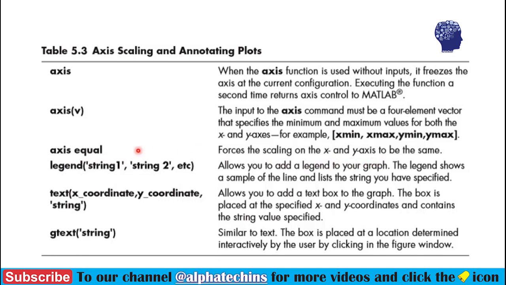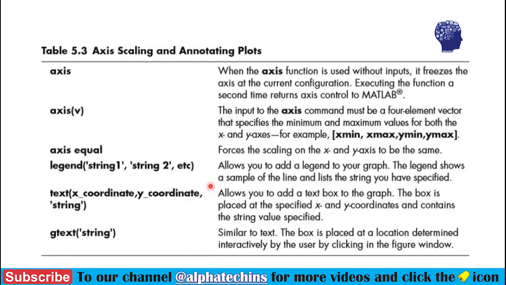Using this function, the x and y axis will be equal. Next function is the legend, that allows you to add a legend to your graph. The legend shows a sample of a line and list of string that you have specified. Actually, it shows what type of line or what type of wave you have made, and it is also a string, it is also text which is displayed on the graph.